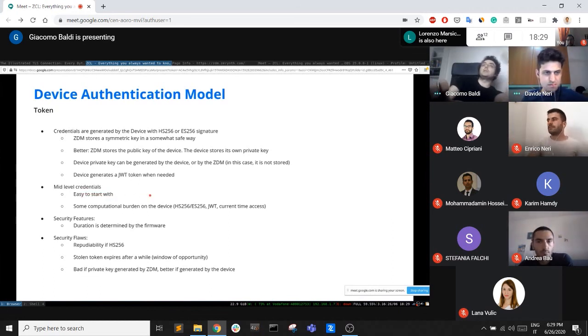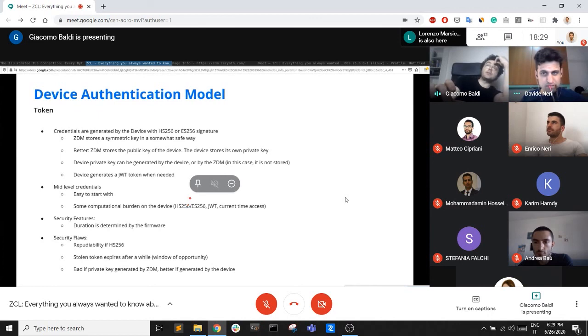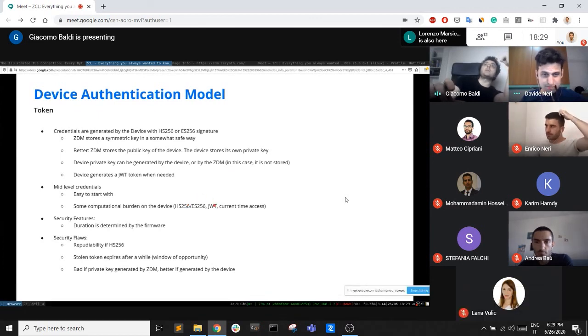We will release the support for the ZDM library firmware in the next release. But there is some computational burden on the device, because it must be able to perform at least a couple of algorithms with different difficulties. It must be able to generate a JWT, so it must be able to encode in base 64, and it also must be able to accept the current time because there is an expiration field in the JWT.